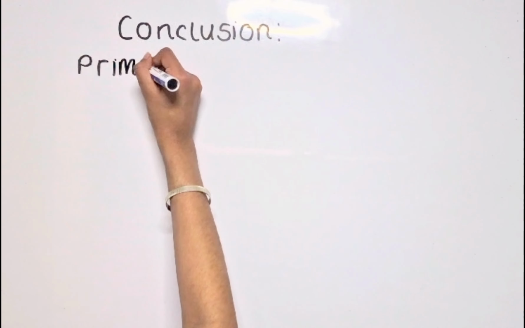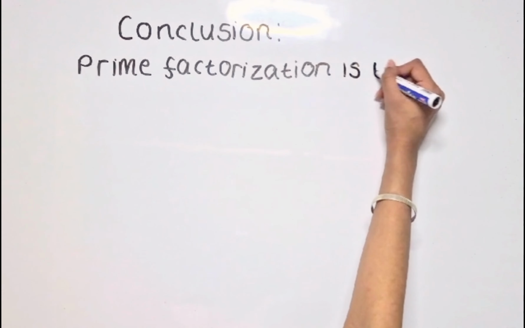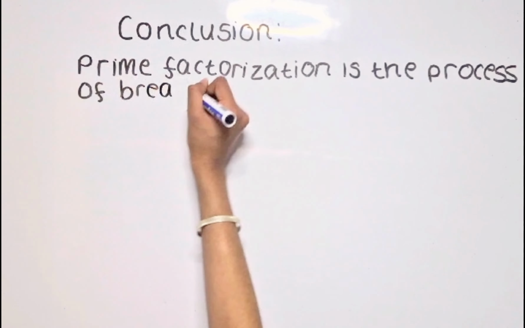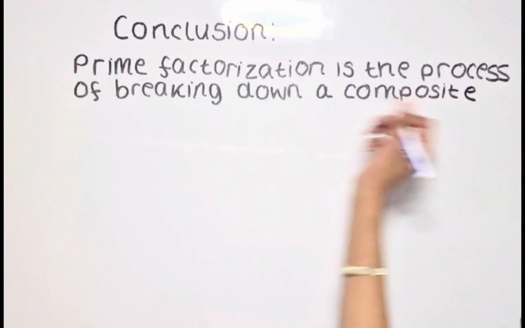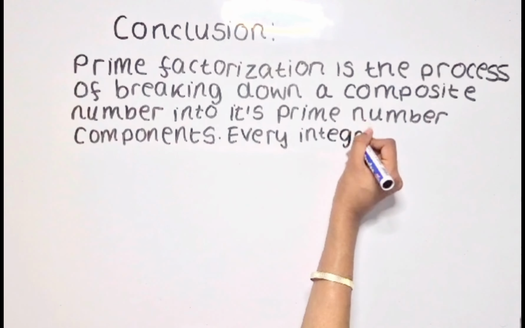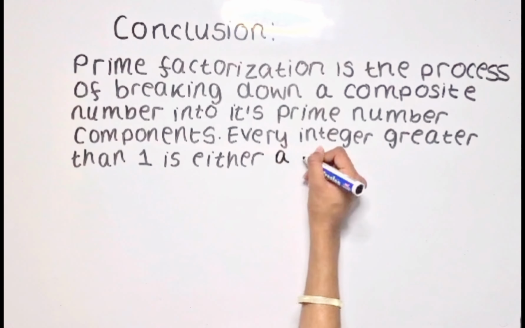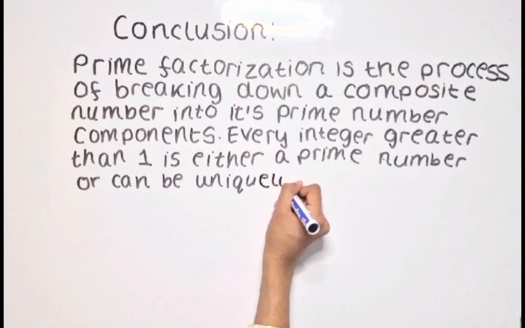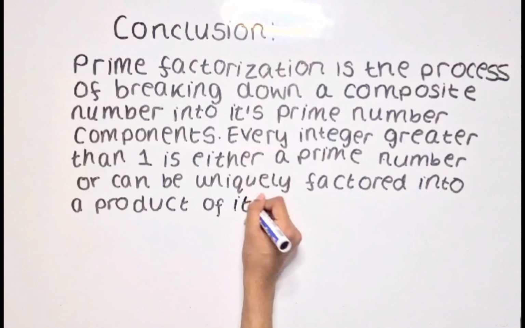Okay, so in conclusion, prime factorization is the process of breaking down composite numbers into prime number components. Every integer greater than 1 is either a prime number or can be uniquely factored into the product of its prime numbers.